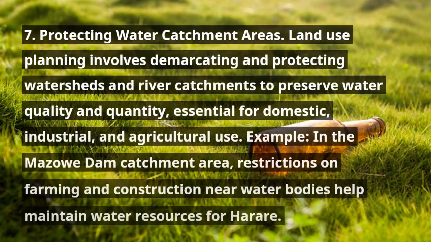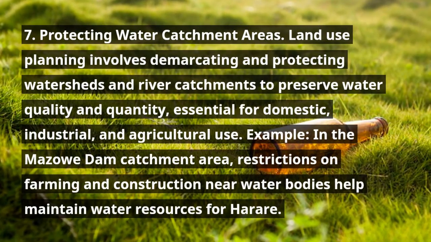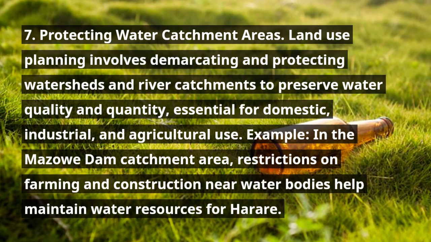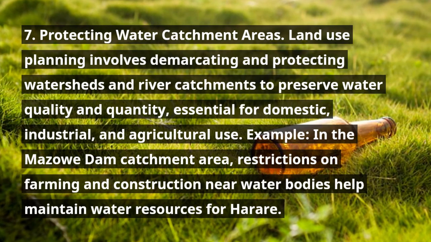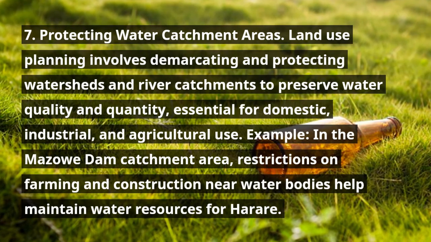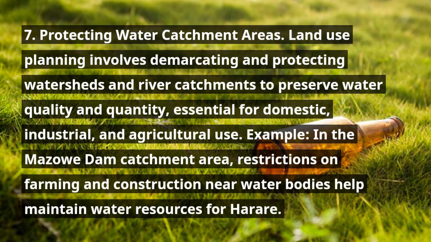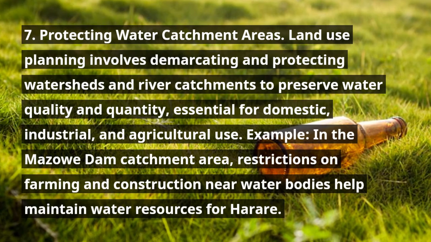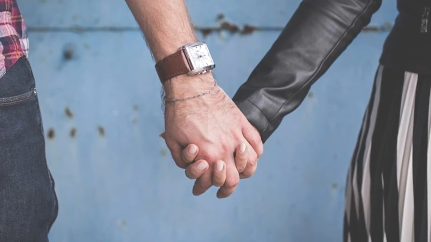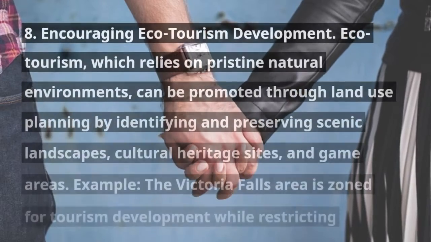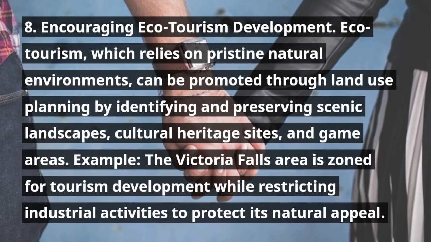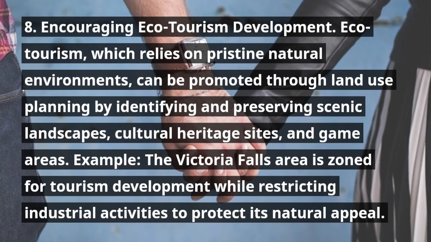Land use planning involves demarcating and protecting watersheds and river catchments to preserve water quality and quantity, essential for domestic, industrial, and agricultural use. Example: in the Mazowe Dam catchment area, restrictions on farming and construction near water bodies help maintain water resources for Harare. 8. Encouraging ecotourism development.